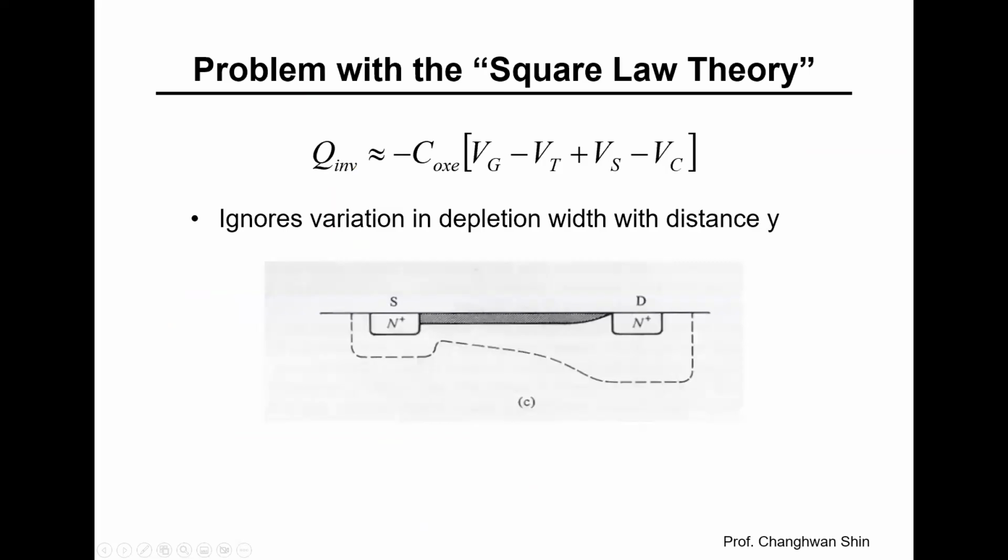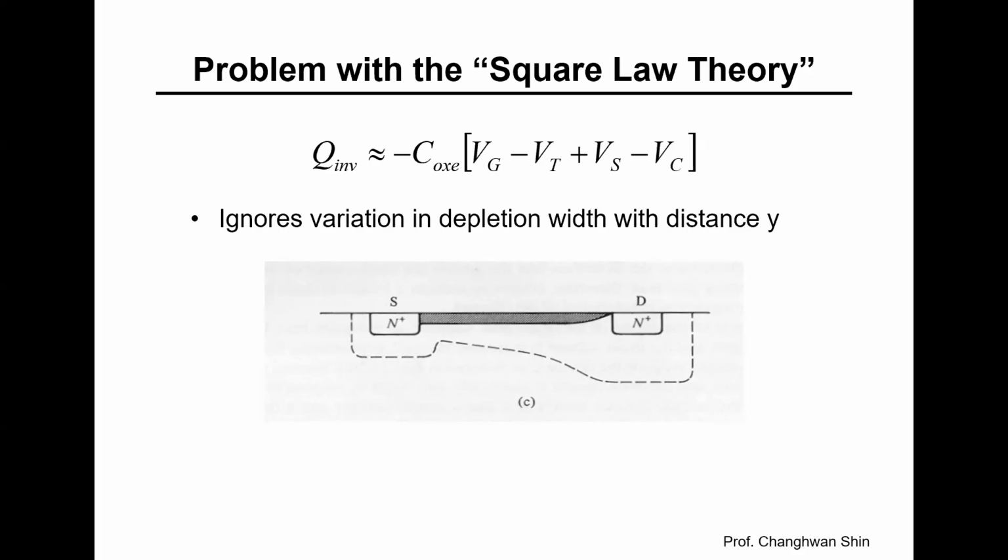All right, now let's move on to the next slide. Problem with the square law theory. You may think that the square law theory would be a very simple idea, easy to adopt, and easy to use for hands-on circuit analysis. That's right. That's the reason why we are saying that it has its own problem. So we need to figure out what kind of problems are included in the square law theory.